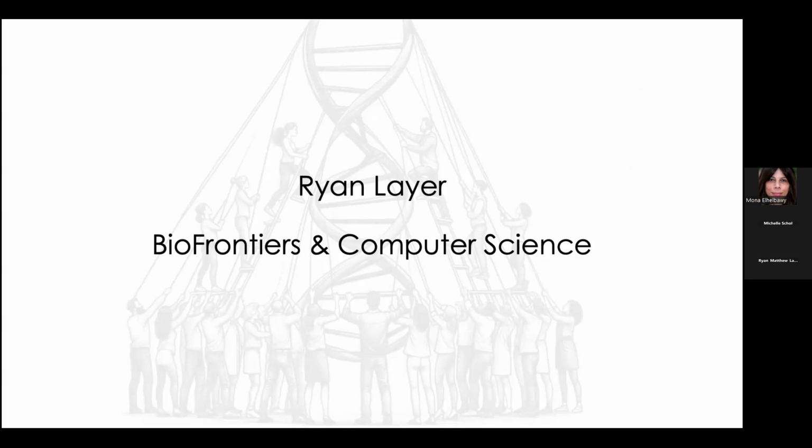Ryan's research focuses on developing powerful new and useful algorithms for exploring and integrating the vast quantities of data that are produced by modern large-scale genomics projects in order to understand the interplay between genetic variation, gene regulation, and disease, with a particular emphasis on new efforts to understand structural variants in the human genome. Please join me in welcoming our very own Ryan Layer.